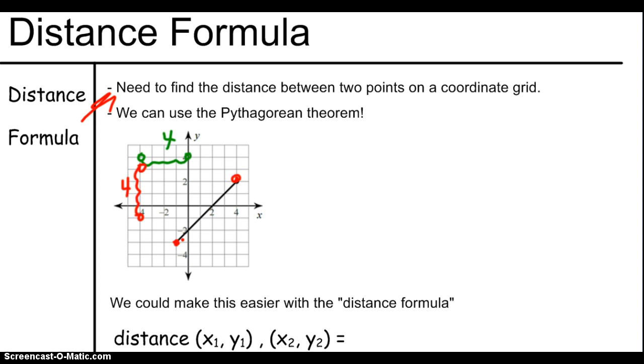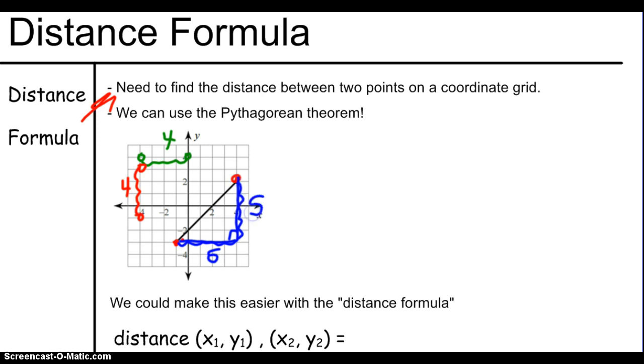So to solve that problem, we're going to use the Pythagorean Theorem. What we're going to do is draw in the 2 legs of the Pythagorean Theorem. This is a right angle here because it's on a grid. And we're going to count how long the 2 legs are. 1, 2, 3, 4, 5. That's 5. 1, 2, 3, 4, 5.